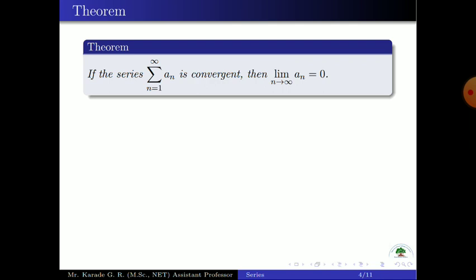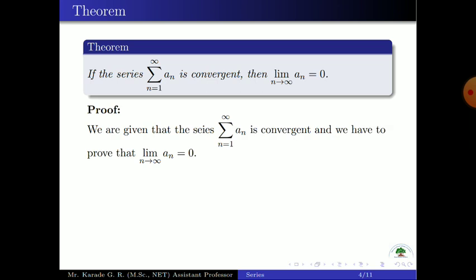See, that is very important. If the series summation an is convergent, then the sequence obtained from the terms of that series converges to 0. That means the terms of that sequence approach 0, becoming closer and closer to 0 as n tends to infinity. Or we can say that limit of an as n tends to infinity is 0. This is the behavior of the terms of that sequence when the series is convergent. So let us prove this theorem.